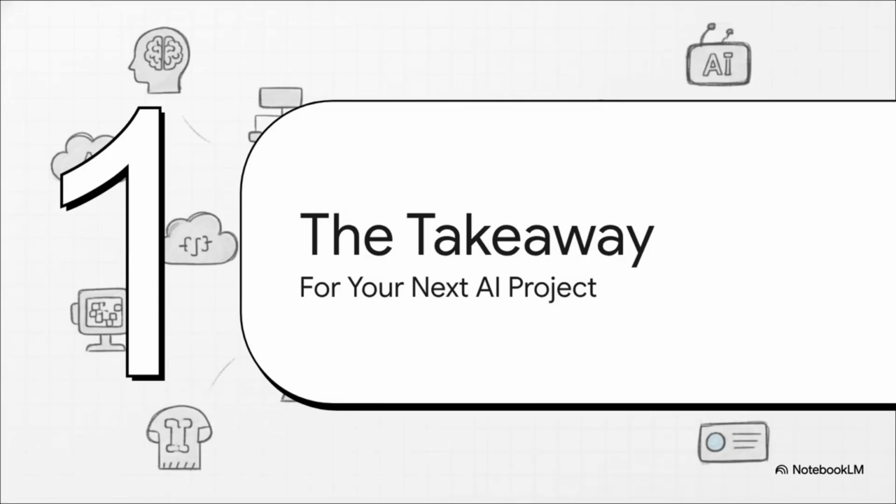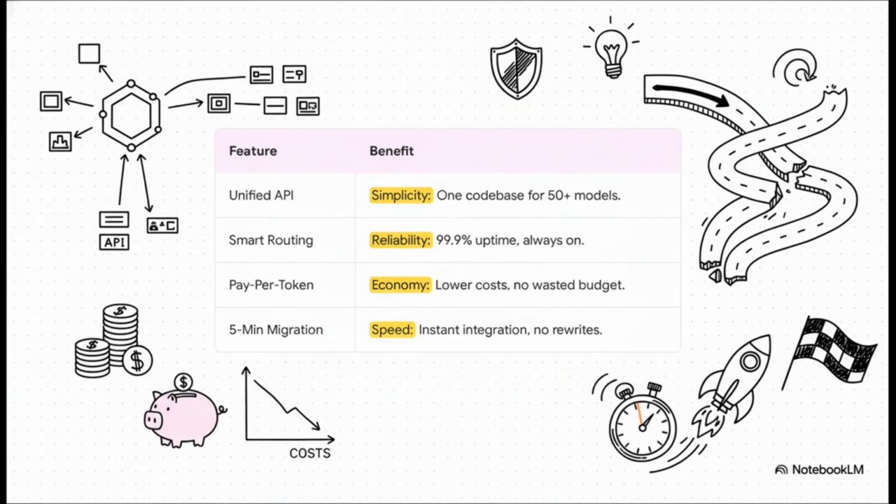Okay, so let's tie this all together. What's the big takeaway from all this? What does this actually mean for your next AI project? Well, it really comes down to these 4 key advantages. You've got the unified API, which gives you simplicity. You've got smart routing, which delivers incredible reliability, that 99.9% uptime. The pay-per-token model gives you economy, saving you money, and that 5-minute migration, that's all about speed. It's really about removing all the friction at every single step of the process.